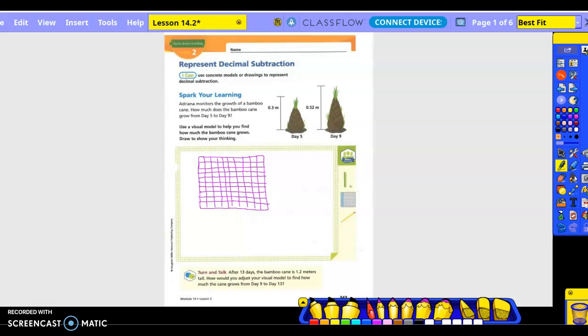Okay, then what was our total? So how tall was the bamboo cane at the end? 52 hundredths, right? So we need to color in 5 longs, and then 2 small cubes by themselves, right? Okay, and remember to color lightly so you can see.